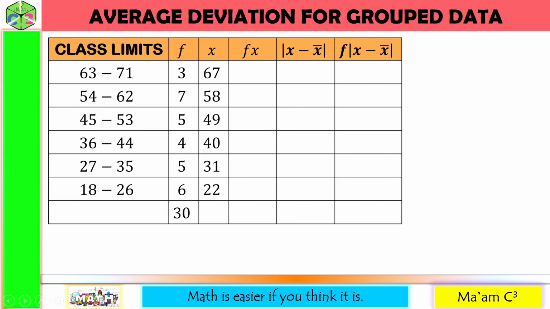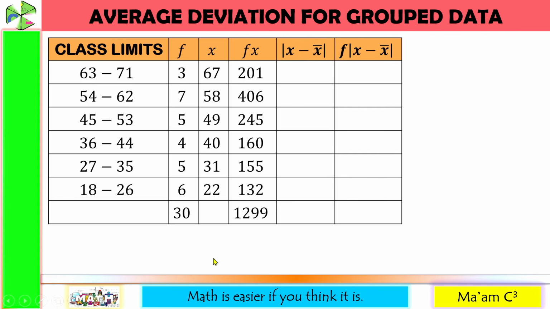Now let us solve for f times x. So we just have to multiply these two columns. 3 times 67 is 201. 7 times 58 is 406. 5 times 49 is 245. 4 times 40 is 160. 5 times 31 is 155. And 6 times 22 is 132. Then let us get the sum of this, and this will give us 1,299. To solve this column, we have to determine first the mean of our distribution.